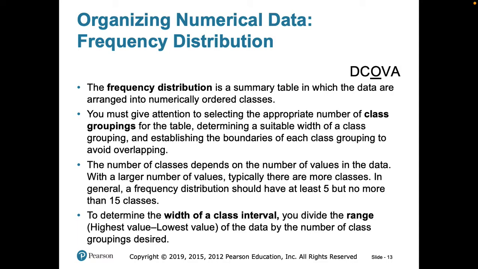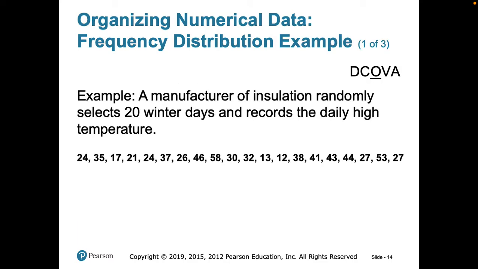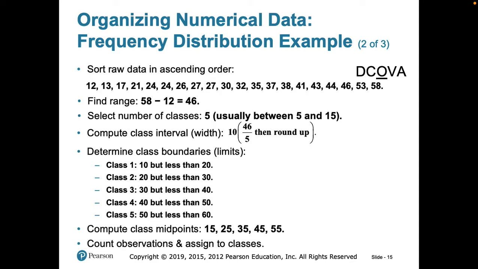So let's look at an example. Here is our data, right? In this example, somebody is collecting the temperature for 20 days during the winter. And here is our data. First thing we do is sort the data in ascending order. So our lowest day is 12, and the temperature for the highest day was 58.